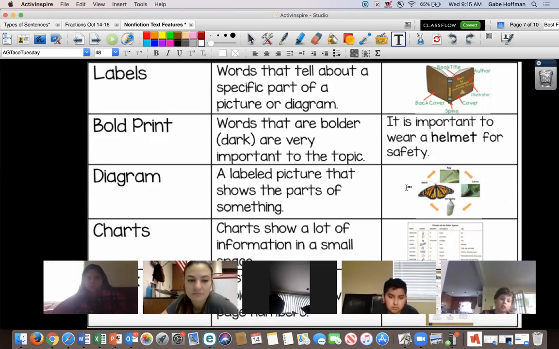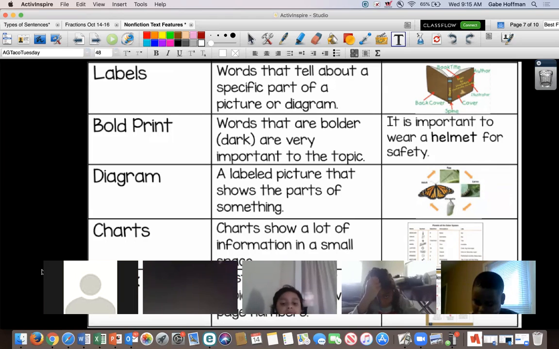It's a labeled picture that shows the parts of something. So, if you have this one that shows all the different life stages of a butterfly, it's got each of those life stages labeled. So if there's no labels, it's not a diagram. A diagram has to have a label.